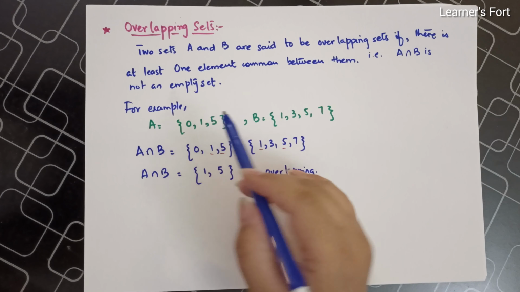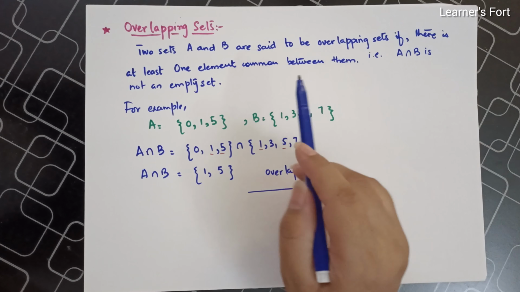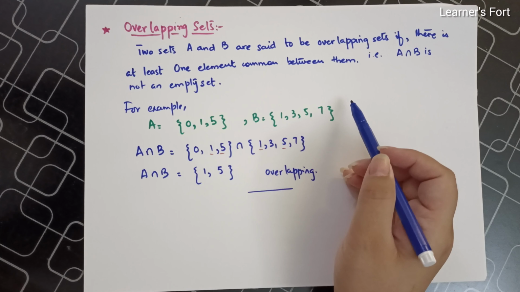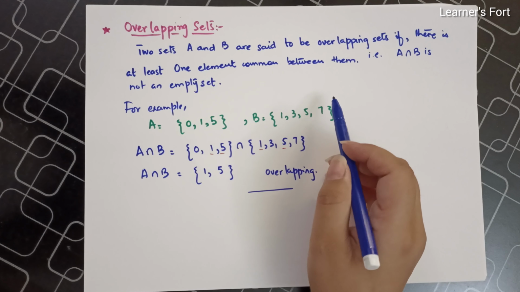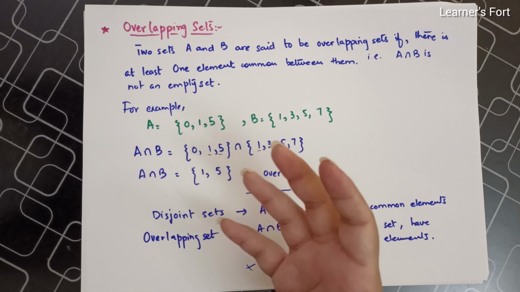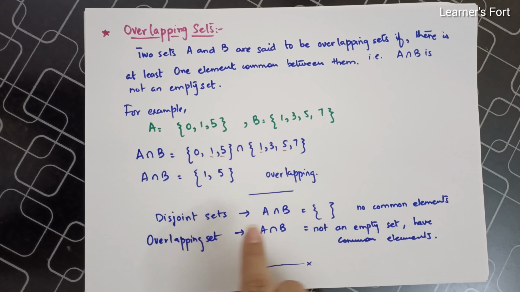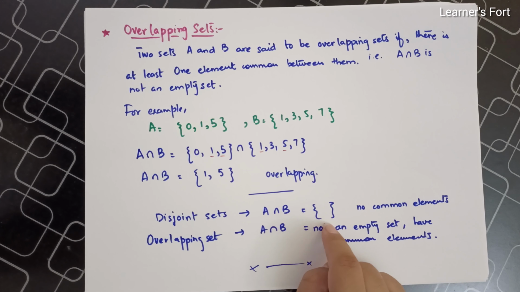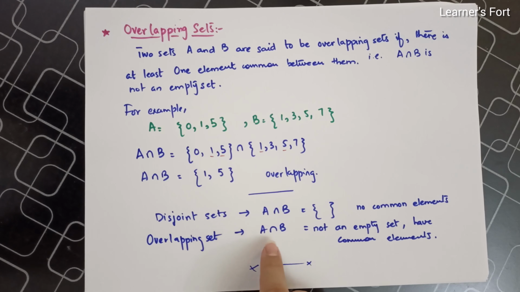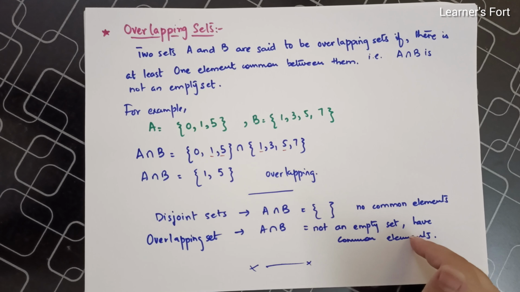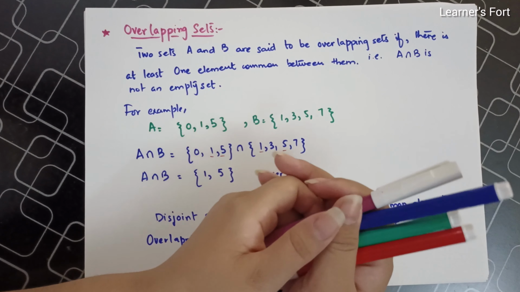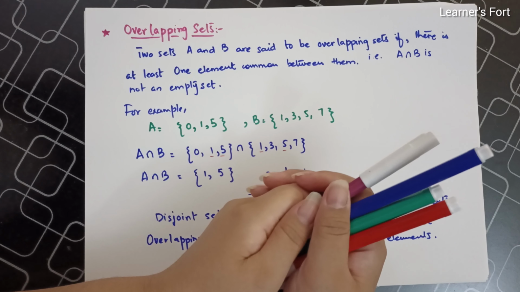So disjoint is completely opposite to overlapping. Overlapping means that there is at least one element common between the two sets, and disjoint means that there is no common element. Okay. Let's summarize these two topics together. Disjoint sets means that A intersection B is an empty set, which means that there are no common elements. And overlapping sets means that A intersection B is not an empty set and they have common elements. Alright, so this was today's topic. I hope you understand it well.